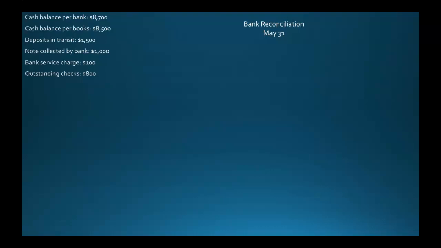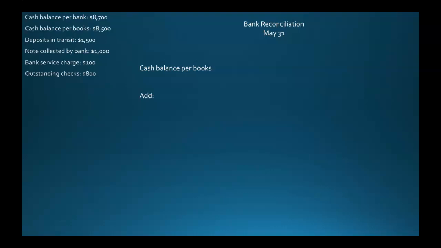Now, we can work on the per books side. So per books is the company side. We're still going to start off with the cash balance. Here it's the cash balance per books. Now what could get added to the cash balance per books? Well, we already figured out that deposits in transit and outstanding checks were on the per bank side. So we're not dealing with either of those here. Instead, we're going to deal with note collected by the bank and the bank service charge.